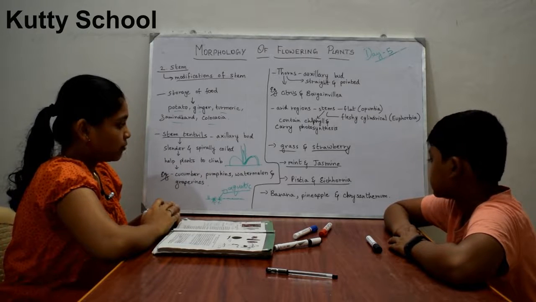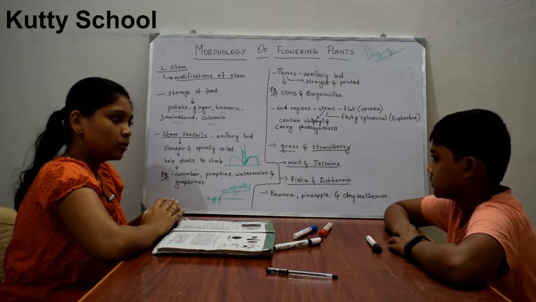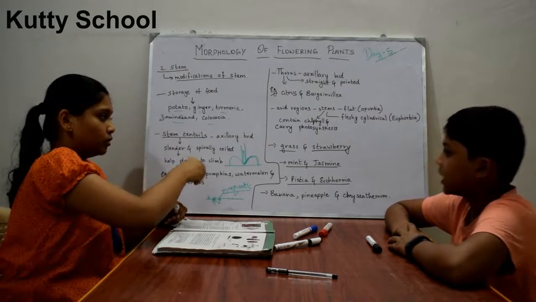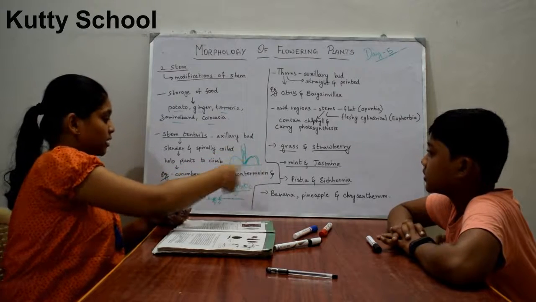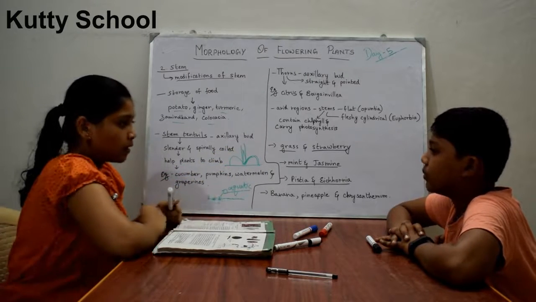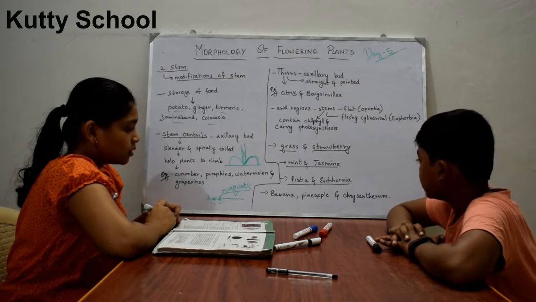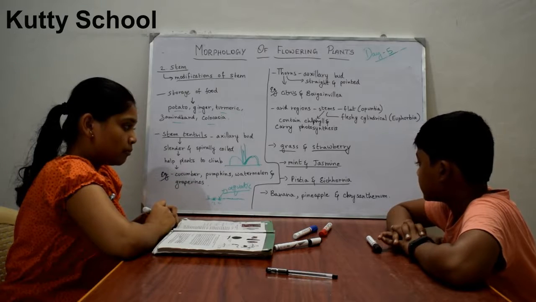So here so far we have seen grass and strawberry. Grass and strawberry are connected, and mint and jasmine like this. And in Pistia and Acornia it is this case. So the last one: banana, pineapple and chrysanthemum.